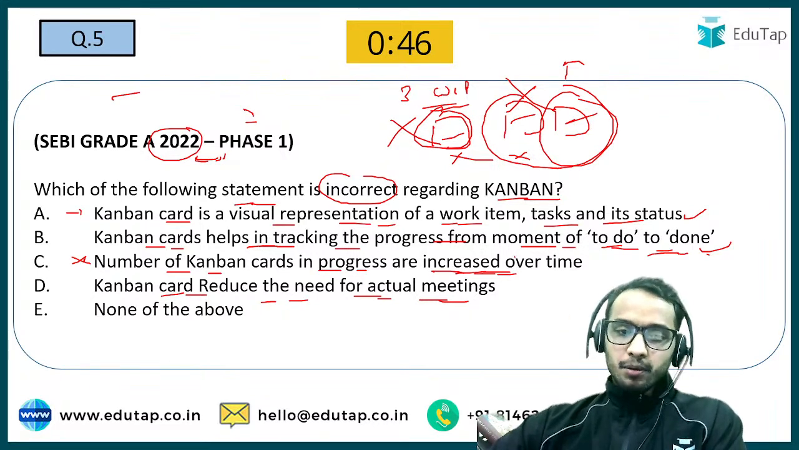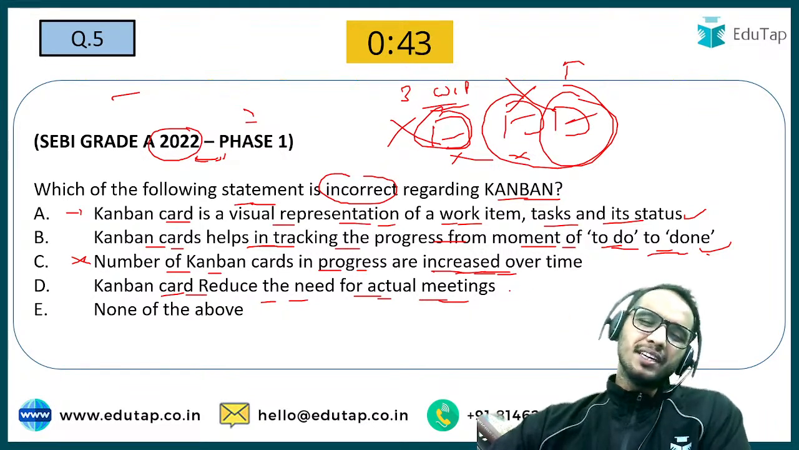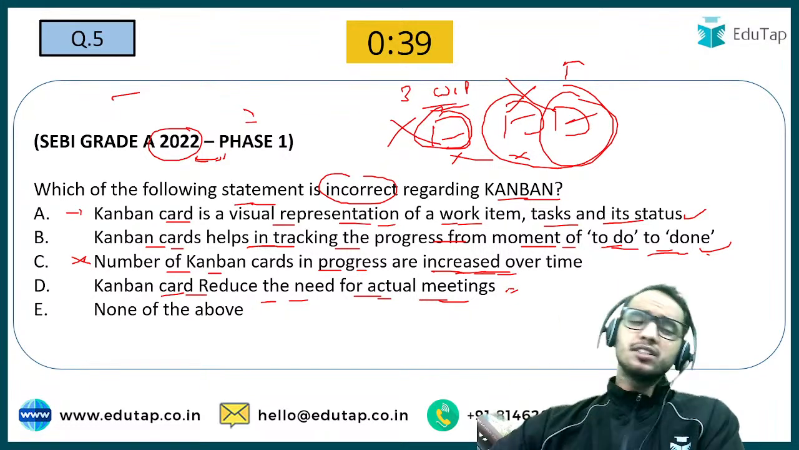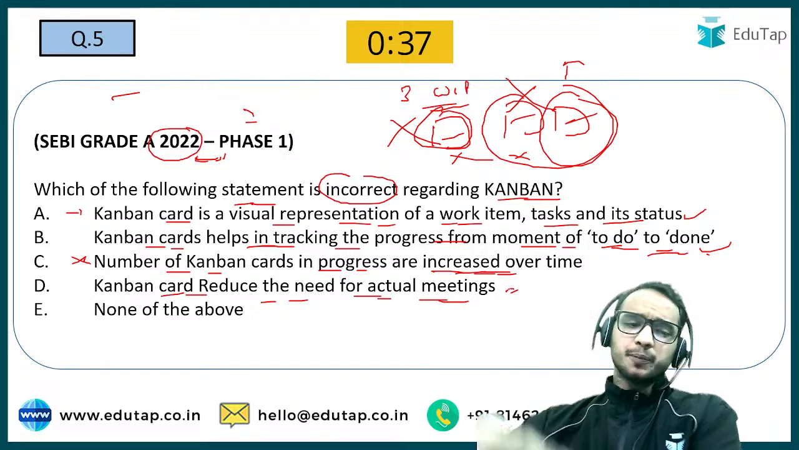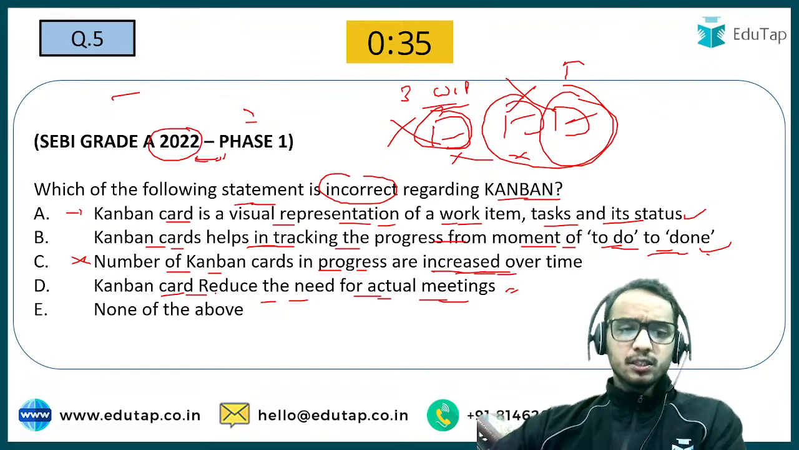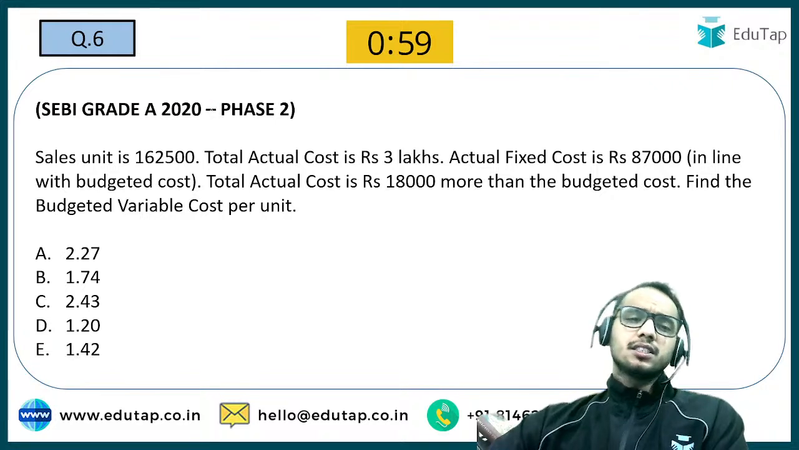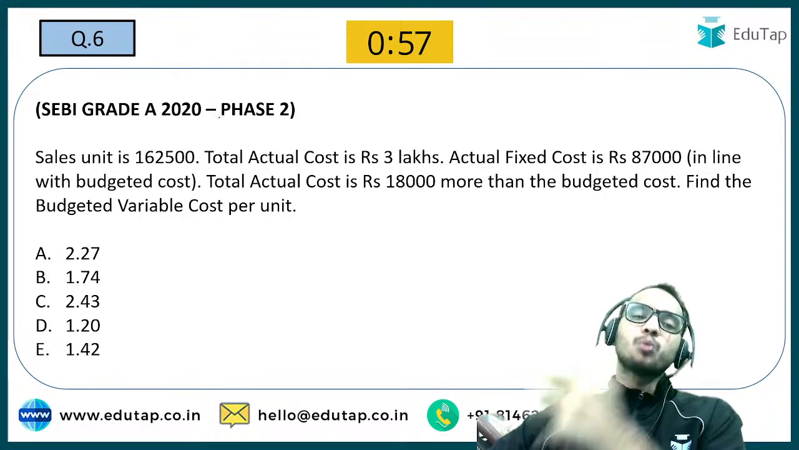Okay. Kanban card reduces the need of actual meeting. It is correct up to certain scenario, right? Up to certain aspects. Okay. None of the above would be cancelled. So the correct answer would be option number C, and I can see most of you are correct. Let's get to the 6th question of the day.